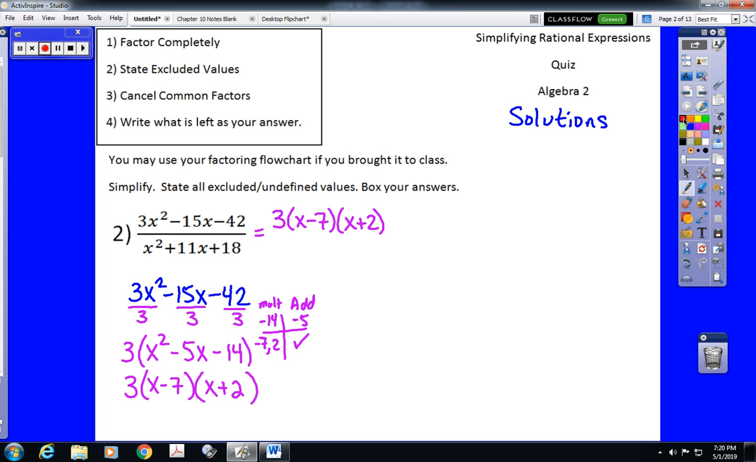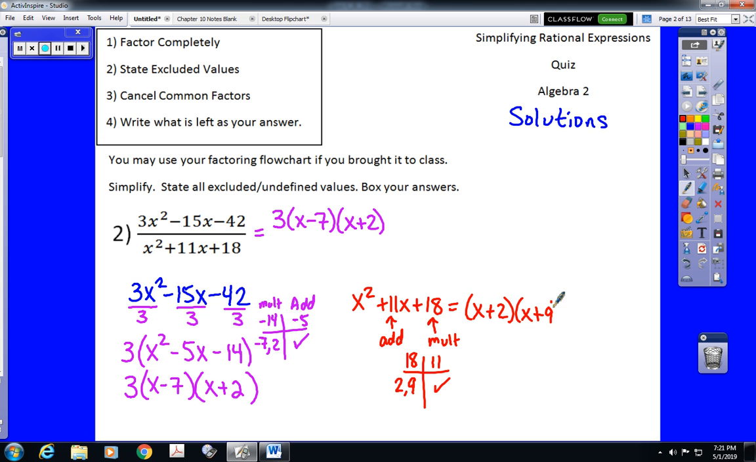The denominator is easier factoring. We have there x squared plus 11x plus 18. That means we're looking for a pair of numbers that multiplies to 18 and adds to 11. Again, we've done a number of these. That would be positive 2 and positive 9, meaning that our denominator factors into x plus 2 and x plus 9. So we have on the bottom an x plus 2 and an x plus 9.